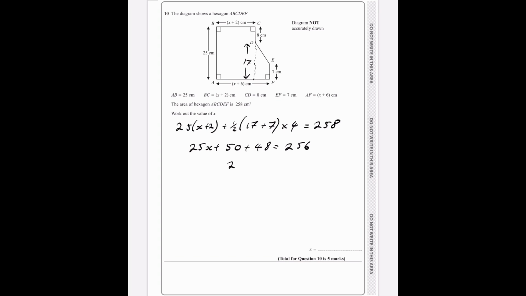So expand everything out, and then collect the like terms or any constants here, divide both sides by 25, we get x equals 6.4.